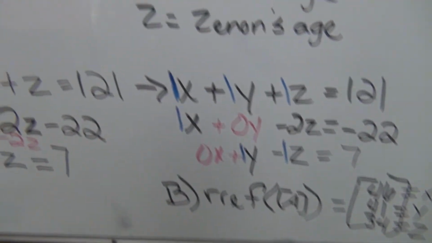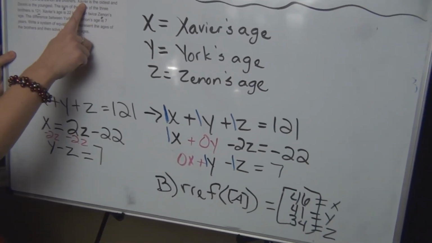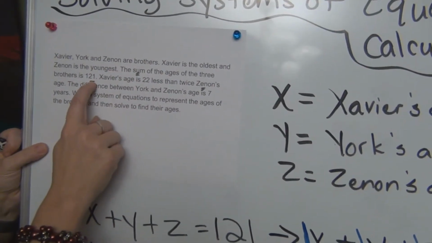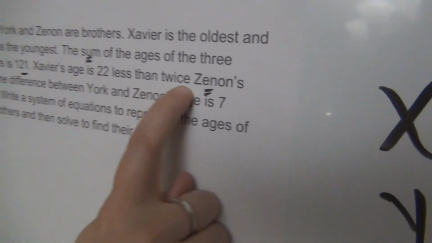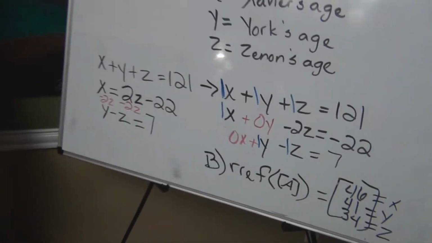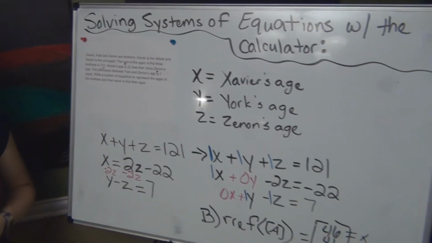We always want to make sure that we go back to the original problem and see if this makes sense. All right, Xavier is the oldest. That's true according to our numbers. Zenon is the youngest. Yes, he's only 34. The sum of the ages is 121. If we added them all up, they would be 121. Xavier's age is 22 less than twice Zenon's age, and we could do the math and figure that out. And the difference between York and Zenon's age is 7 years, which also checks out. So always go back to your original scenario and see if that actually makes sense.